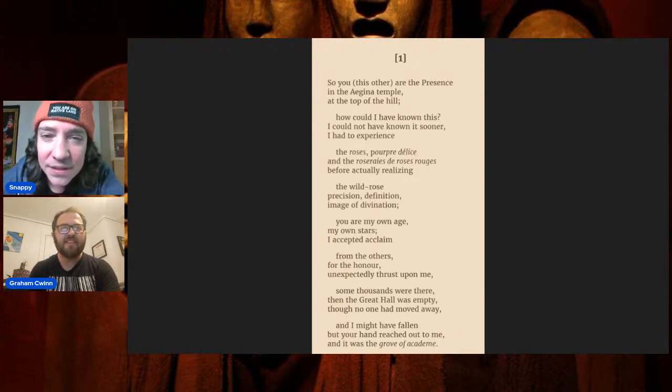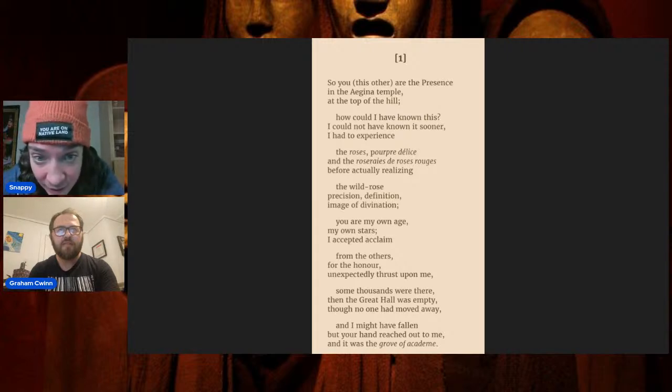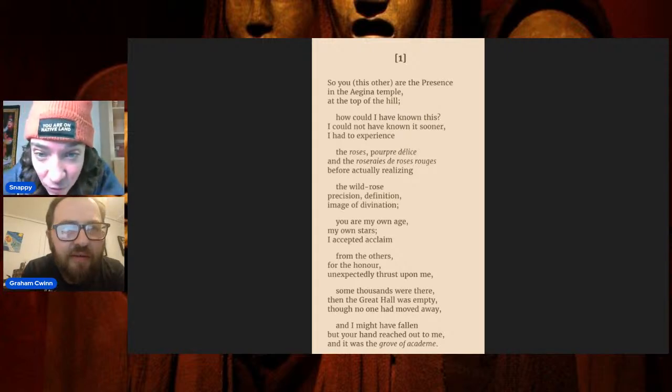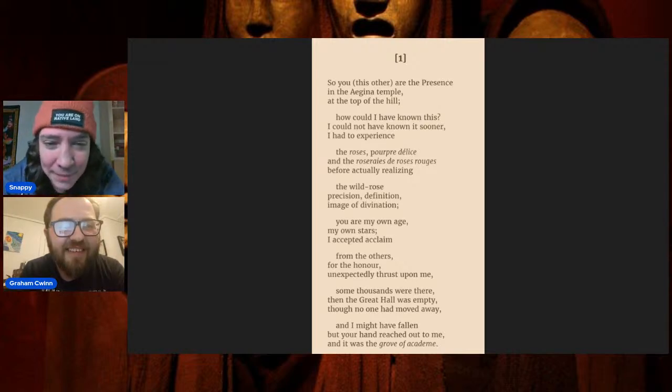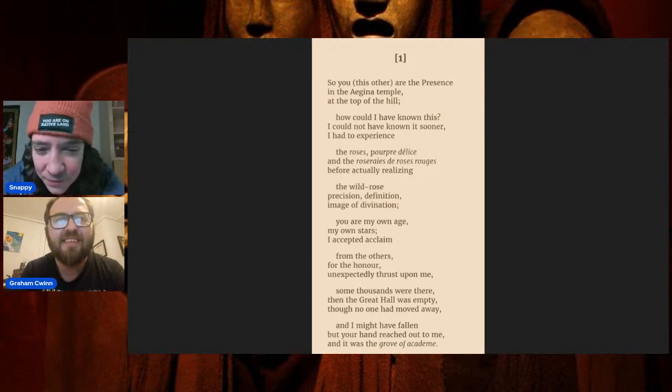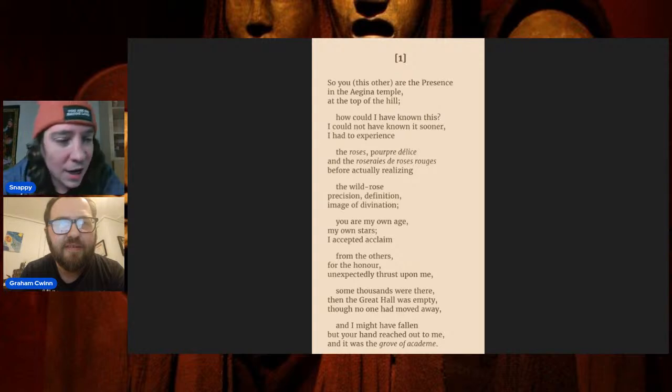So you, this other, are the presence in the Aegina temple at the top of the hill. How could I have known this? I could not have known it sooner had I had to experience the roses, pourpre délicieux, and the rosaries, the roses rouge, before actually realizing. Sorry, my French is so bad, guys. The wild rose, precision, definition, image of divination. You are my own age, my own stars. I accepted a claim from the others for the honor unexpectedly thrust upon me. Some thousands were there, then the great hall was empty, though no one had moved away. And I might have fallen, but your hand reached out to me, and it was the grove of academy.